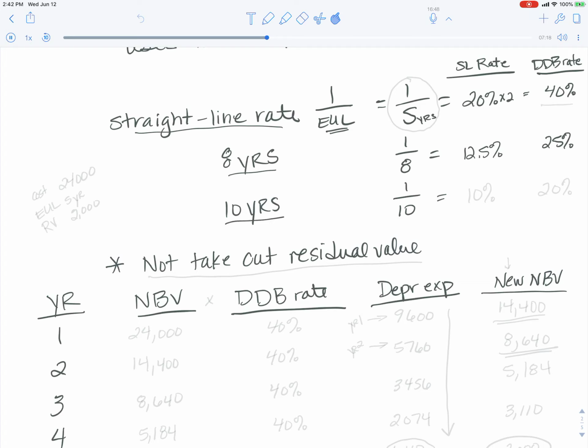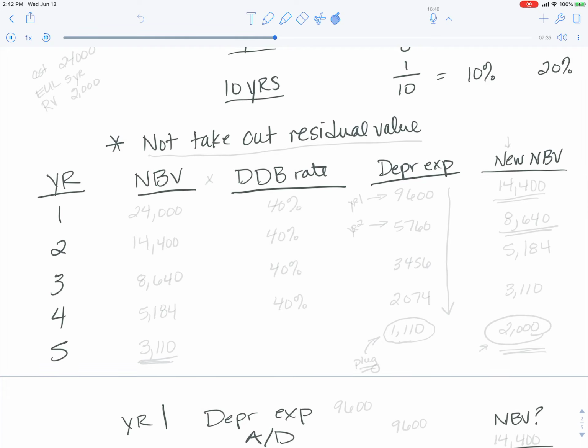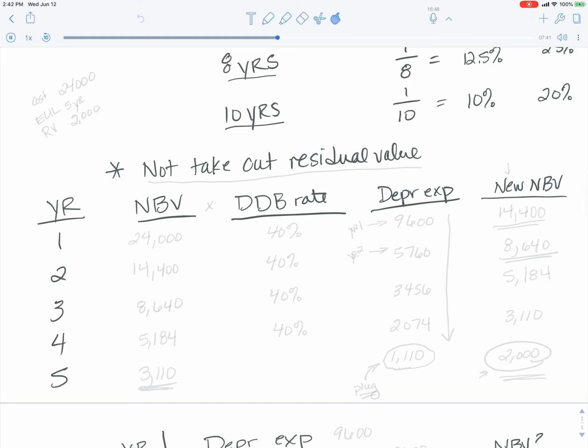Last example, if we have a 10-year asset, we're going to take 1 divided by 10. That gives us a straight line rate of 10%. Multiply that times 2 for our double declining balance rate of 20%. So once you have your rate, now you can set up this table. We're going to continue on with our previous example of a 5-year asset that cost us $24,000. And it also has a residual value of $2,000. So this is the same example. We're just going to use a different method to calculate depreciation.